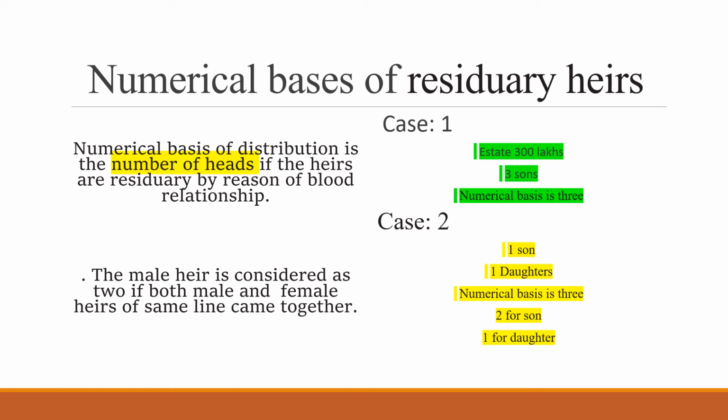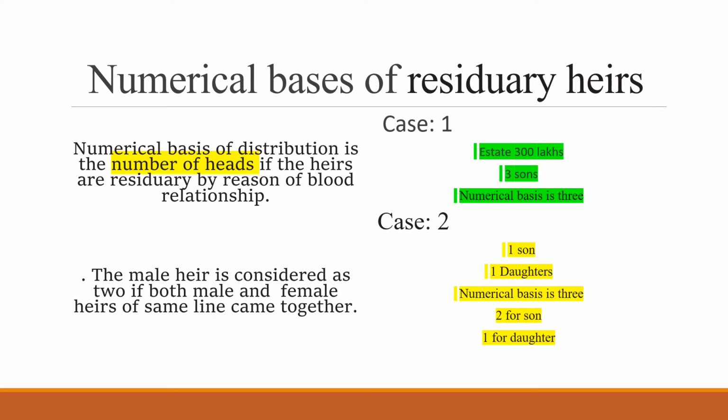So for example, 1 son, 1 daughter. What will be the numerical basis? Numerical basis will be 3. Why? Because the male heir is considered as 2. Even though there is 1 son, we will consider him as 2, because the male heir is considered as 2 if both male and female heirs of the same line come together. Here son and daughter are in the same line, so the son will be getting 2 portions and the daughter 1 portion.